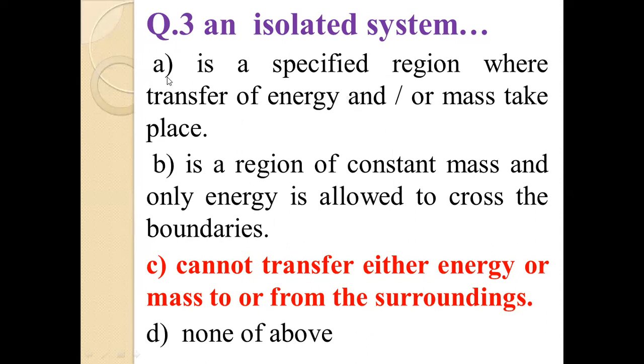See, option A is a specified region where the transfer of energy and or mass take place. Is it the answer? No. Because in an isolated system neither energy crosses the boundary nor mass crosses the boundary. See, option B is a region of constant mass and only energy is allowed to cross the boundary. This is also not the answer to the question. Then C is the correct answer, friend. It cannot transfer neither energy nor mass to or from the surrounding. This is the definition of an isolated system.